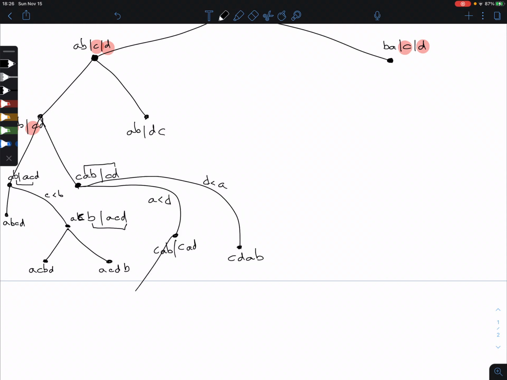So only in this case I have to compare something, and I have to compare the last two again, B and D. So what are the possibilities? Either it's this one, B is the smaller, or the other one, D is the smaller.